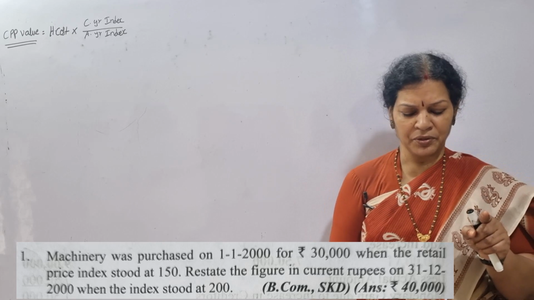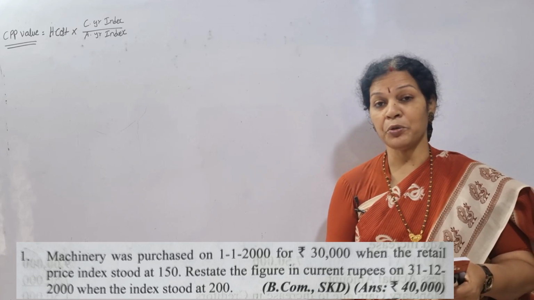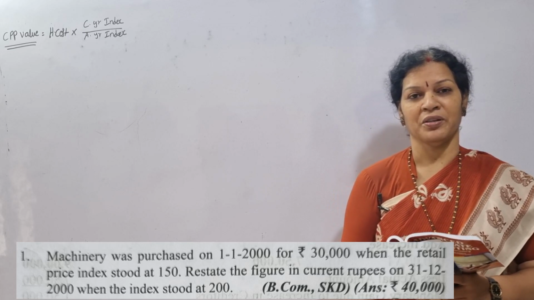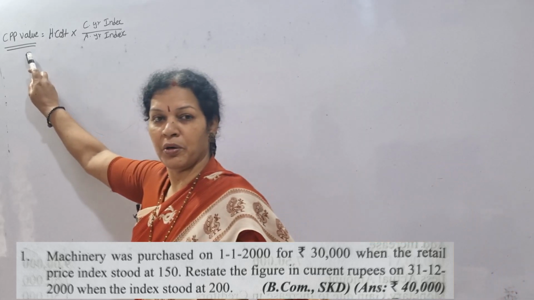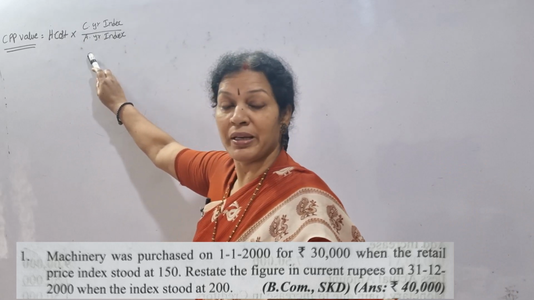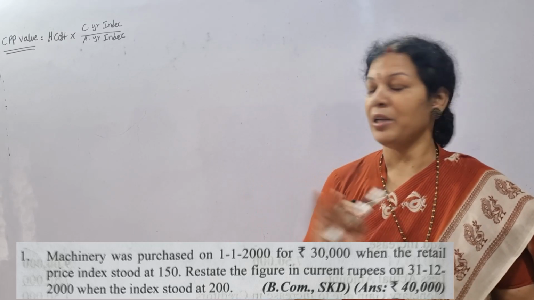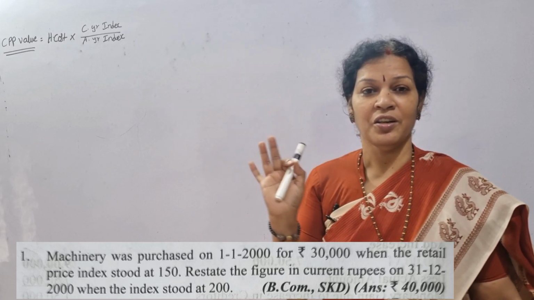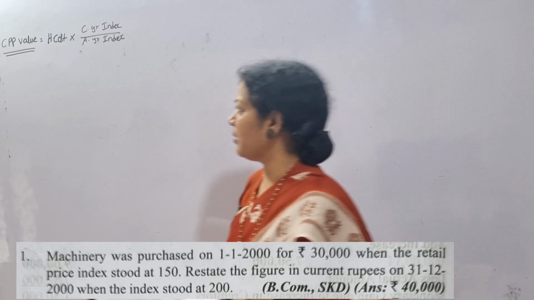At the end of the year, 31st December 2000, the index increased from 150 to 200. Now find out the CPP value. Always remember the formula: CPP value equals historical cost into current year index divided by acquisition year index. This is the simple formula. Now, given the data, first we'll write it properly, then after that we can work it out.